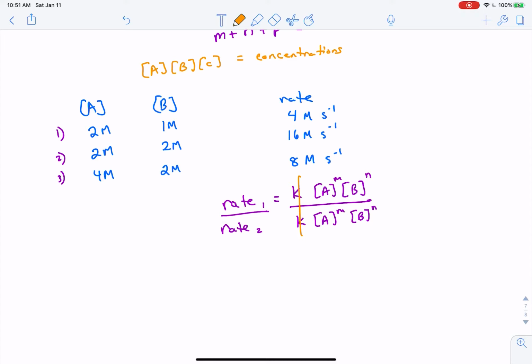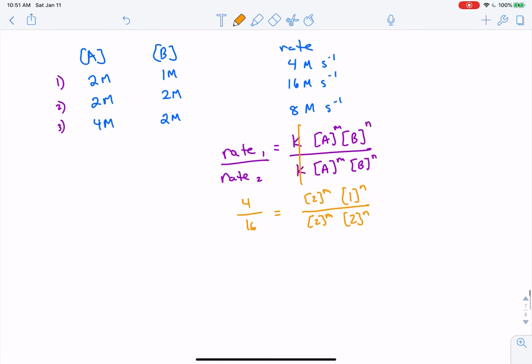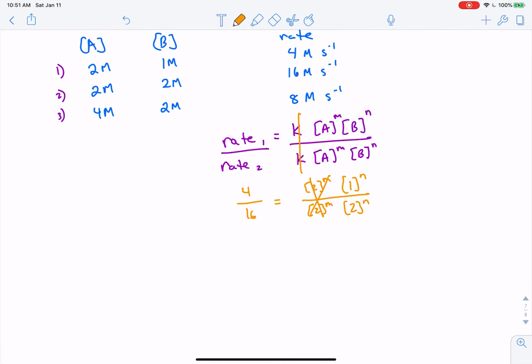So I'm going to plug this in. So rate 1 is 4. Rate 2 is 16. A, in this case, is 2 to the M, and then 2 to the M. And then B is 1 to the N, and 2 to the N. So 2 to the M over 2 to the M cancels out. So I'm left with 1/4 is equal to 1/2 to the N power.